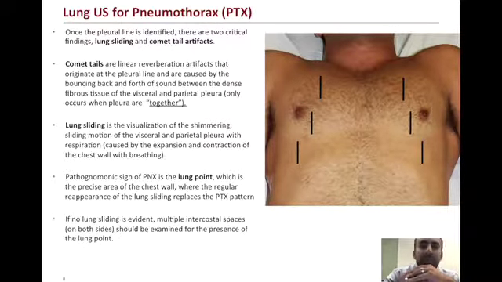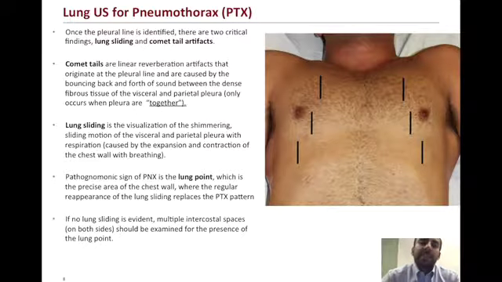Very important that just by having the absence of lung sliding, that does not necessarily mean that you have a pneumothorax. You can have main stem intubation, or any situation where you would have inappropriate ventilation to that given lung field, which could potentially cause the absence of lung sliding. However, the detection of what's called the lung point is actually a very pathognomonic sign for a pneumothorax.